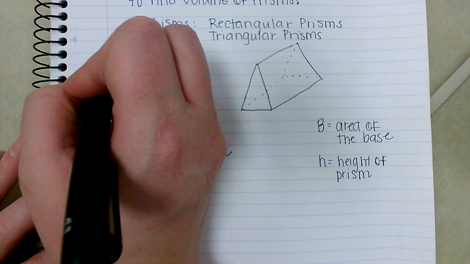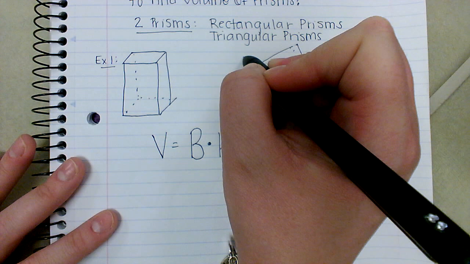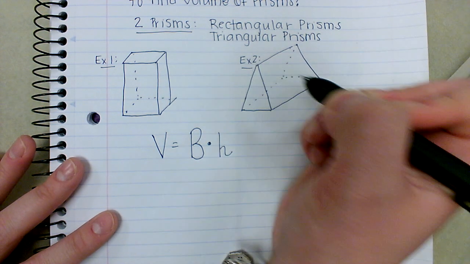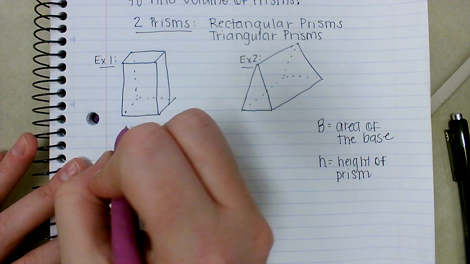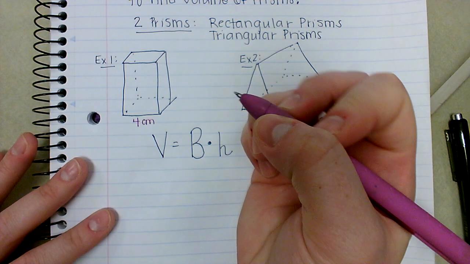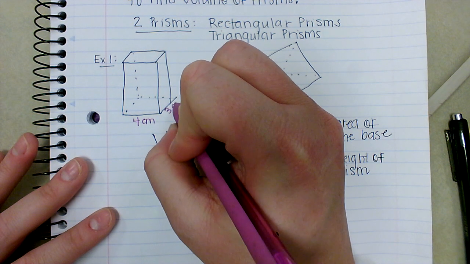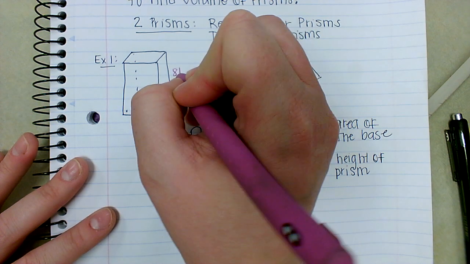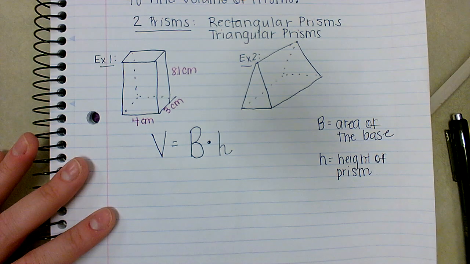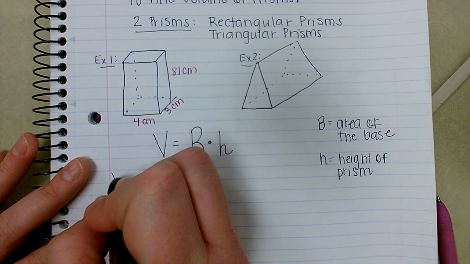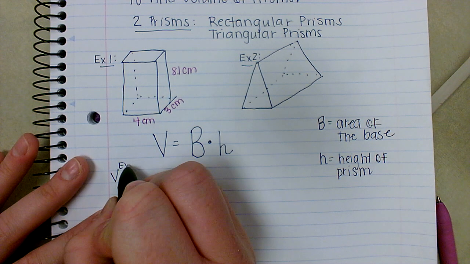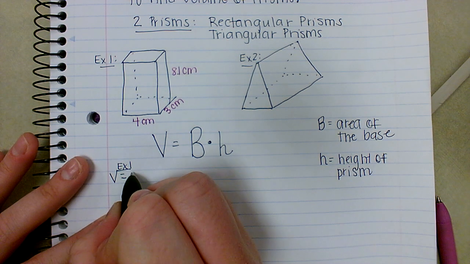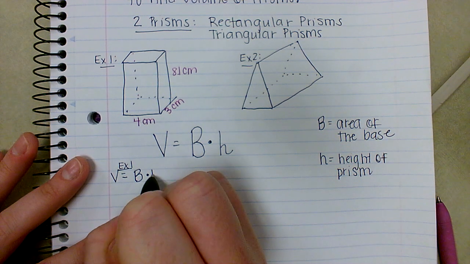So I'm just going to use this as an example 1, example 2. I'm going to give it some numbers, okay? So let's say 4 centimeters, 3 centimeters, and 8 1/10 centimeters, okay? So to find the volume of that prism, this is example 1. We would say the area of the base times the height.